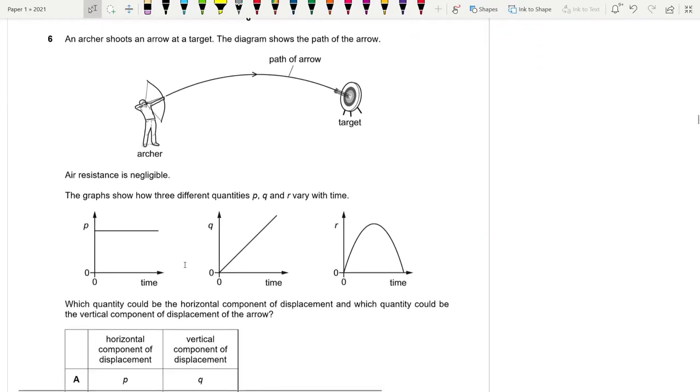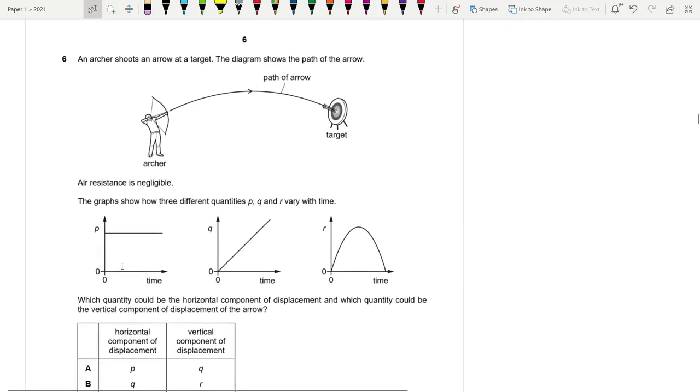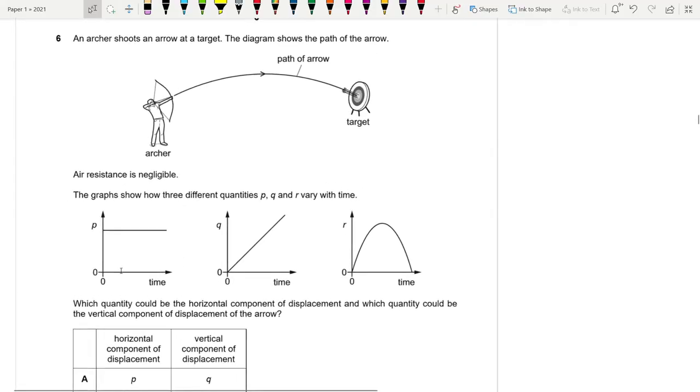So for 6, an archer shoots an arrow at a target. The diagram shows the path of the arrow. Air resistance is negligible. The graphs show how 3 different quantities P, Q, and R vary with time. Okay.